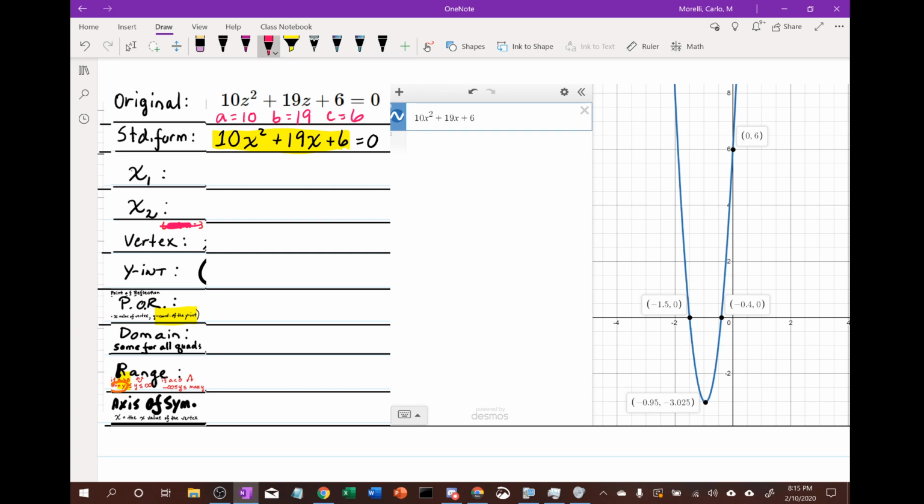X1. Oh, I'm scared to get it wrong again. I'm scared to do another epic fail. So negative 1.5 comma 0. So I got... What's X2? -0.4. Mm-hmm. Okay. What's the vertex? -0.95 comma -3.025. Done with that. What's the y-intercept? 6.